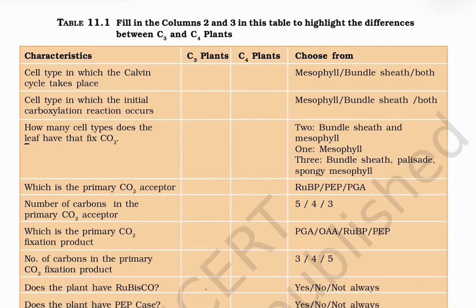Hello student, today we are going to discuss the difference between C3 plants and C4 plants. Let's see one by one.